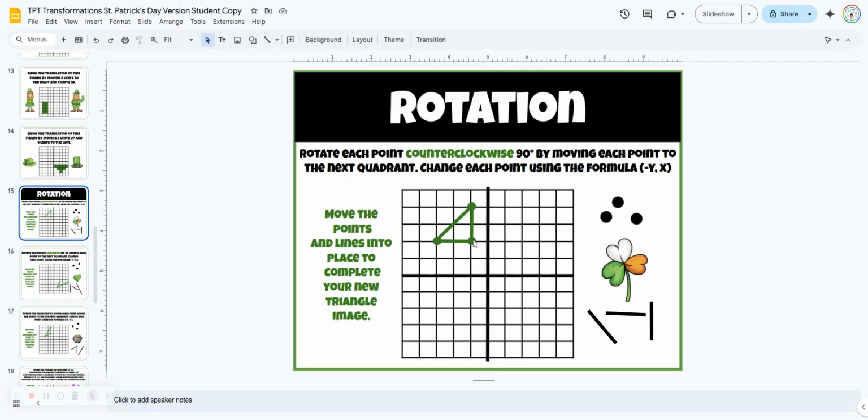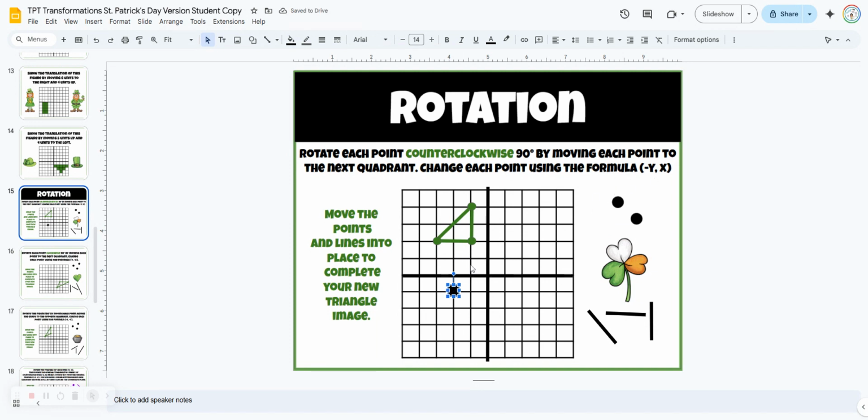So they're going to take each one of these points. They're going to take the coordinates. So this is -1, 2, and we're going to use this formula to get the new point. So -1, 2 will now be -2, -1. And they're going to click and hold on one of these movable points here, -2, -1.